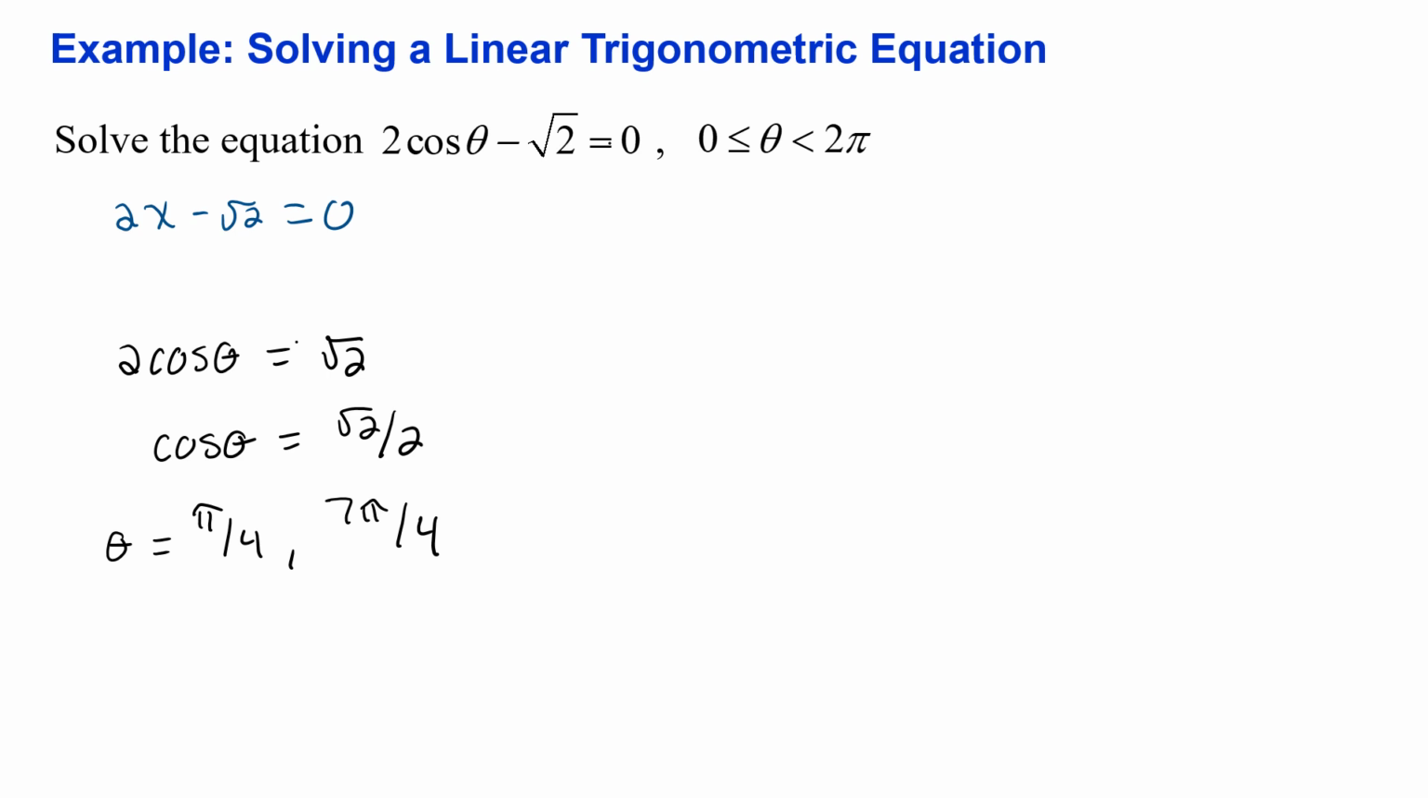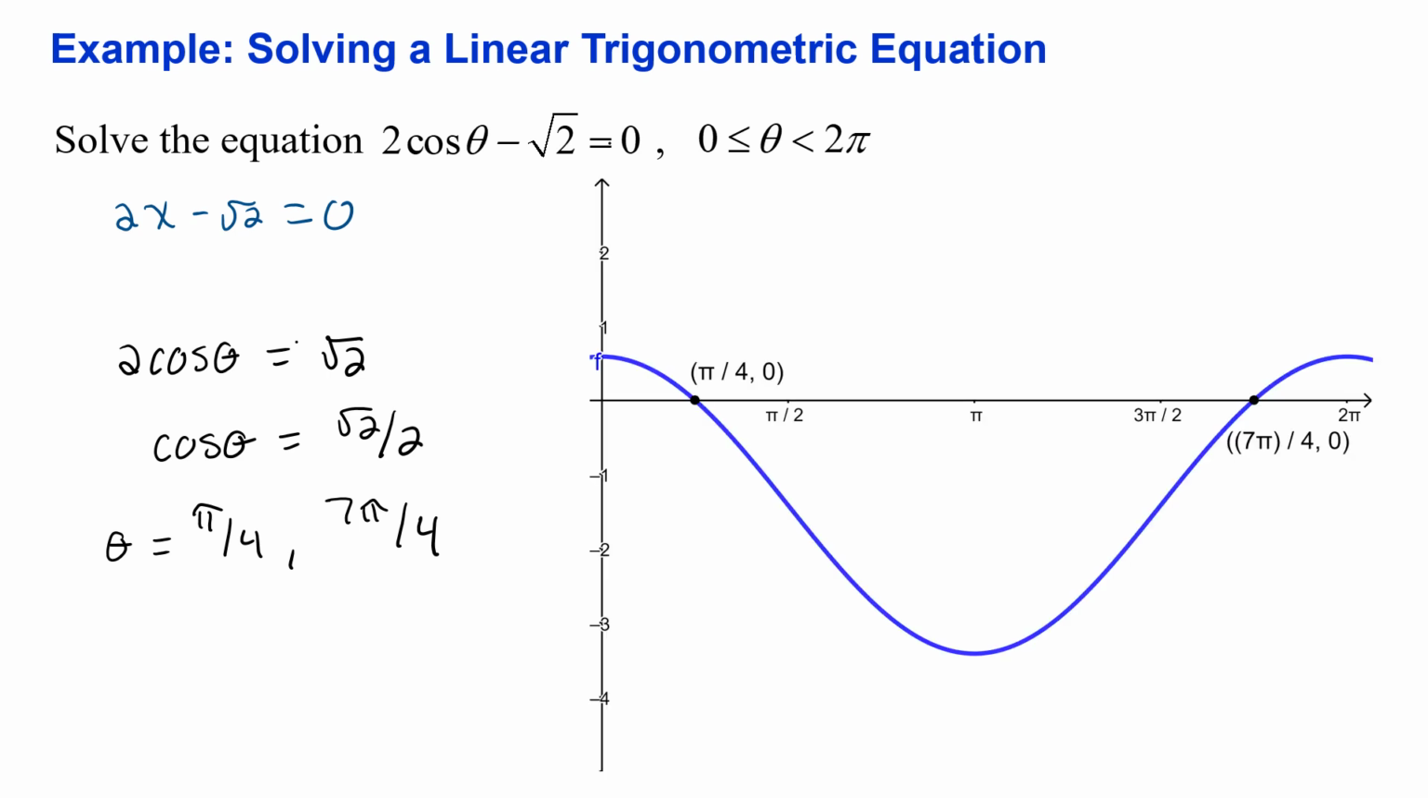We could substitute the two values of theta into the original equation and verify our solutions, but I won't take the time to do that here. We could also use graphing technology. Here I have graphed the function y equals 2 cosine x minus square root 2 using GeoGebra in the viewing window of 0 to 2 pi on the x-axis and negative 5 to 3 on the y-axis. We're setting y equal to 0 to find the roots of our function, which are the solutions of our equation 2 cosine theta minus square root 2 equals 0.